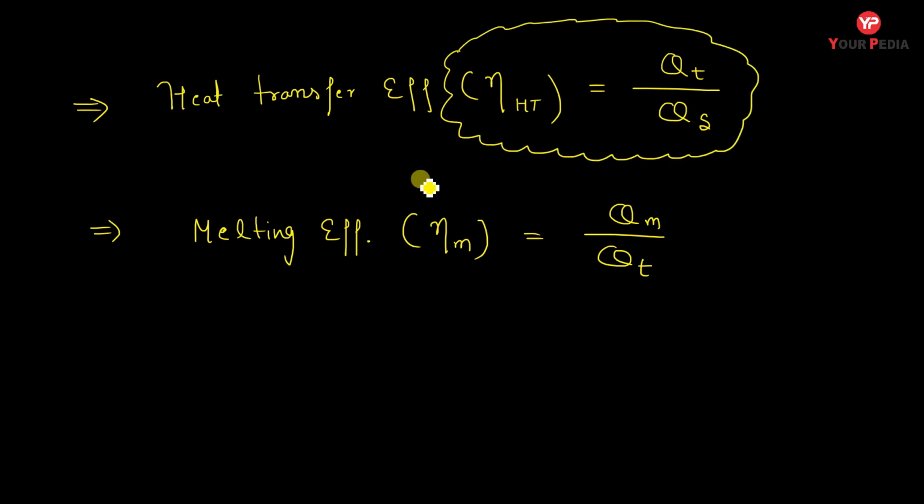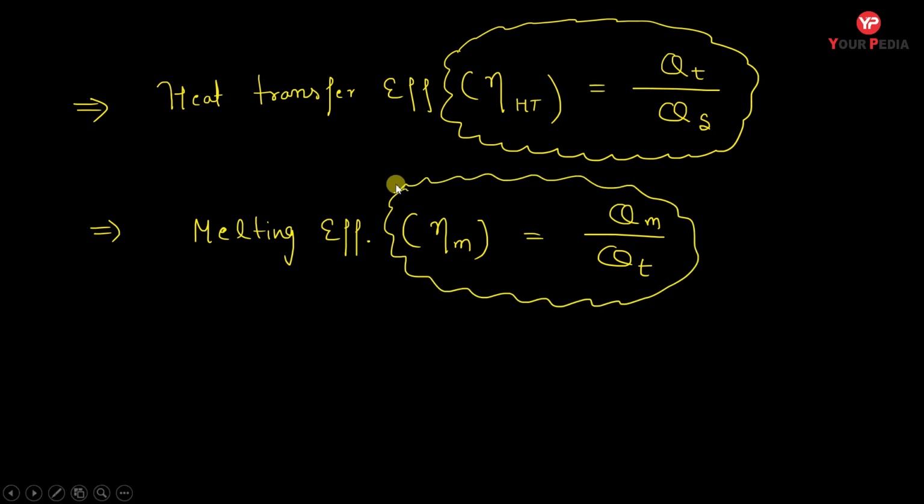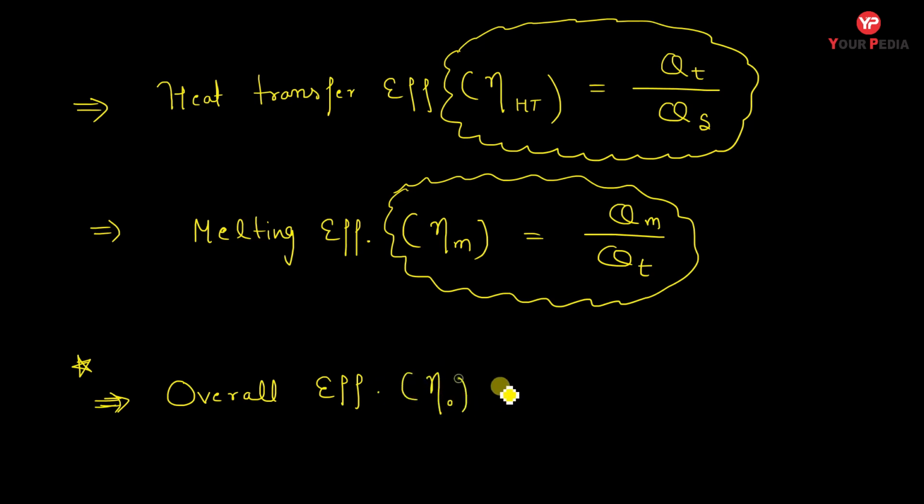So these are the two formulas that we use in the arc welding process, this formula and this formula. Now the third type of efficiency, and the most important type of welding efficiency, is overall efficiency, that is eta O. Eta O equals melting efficiency into heat transfer efficiency.